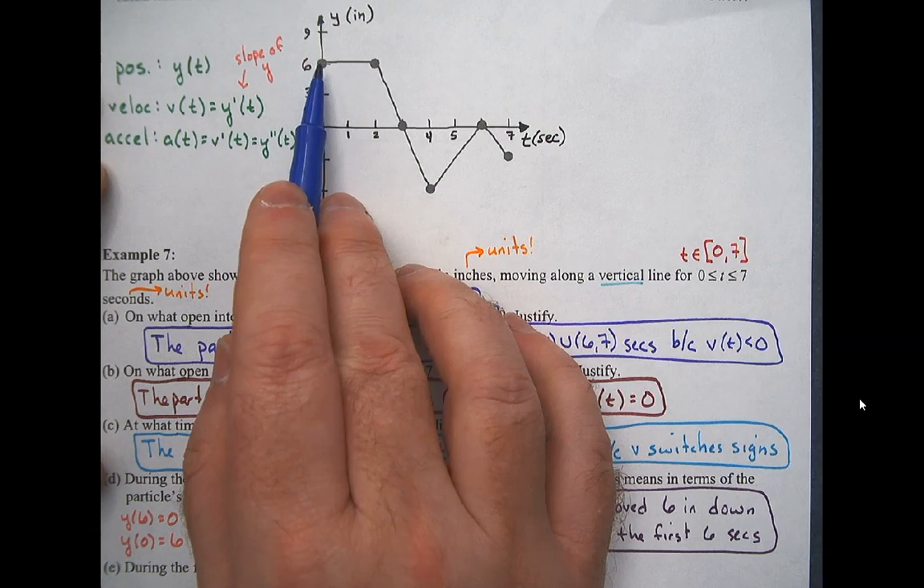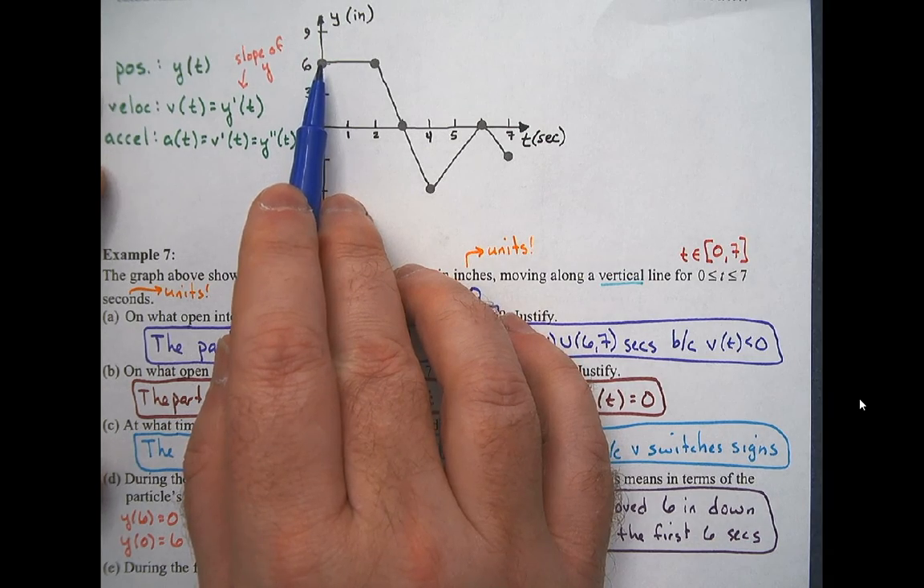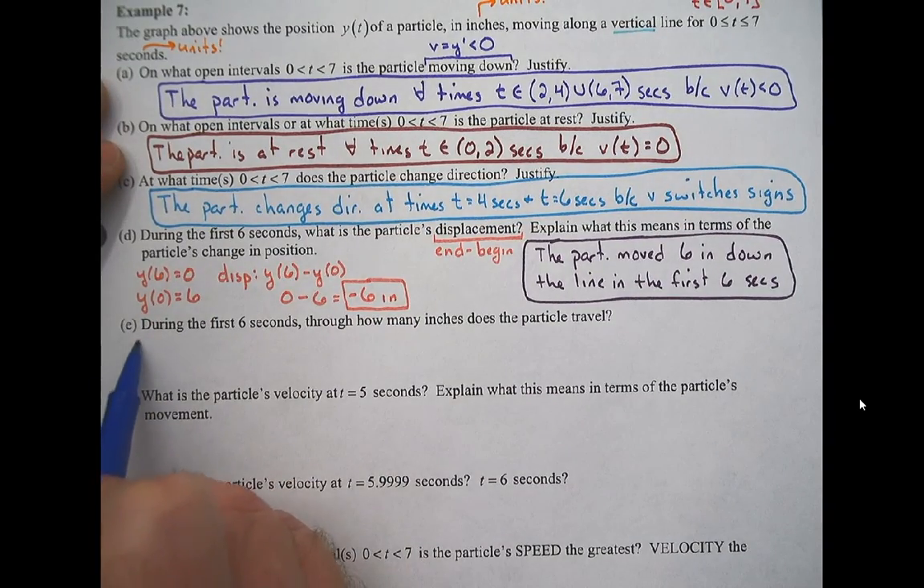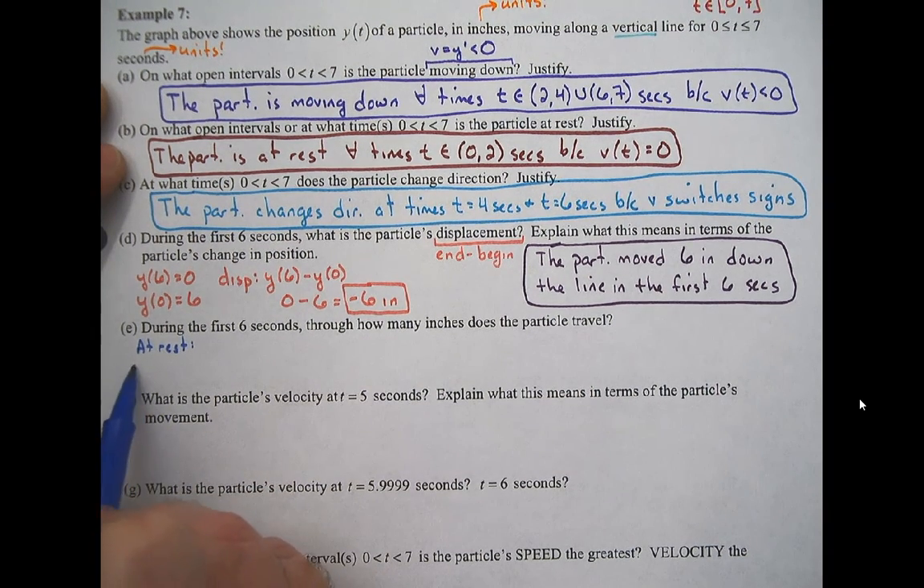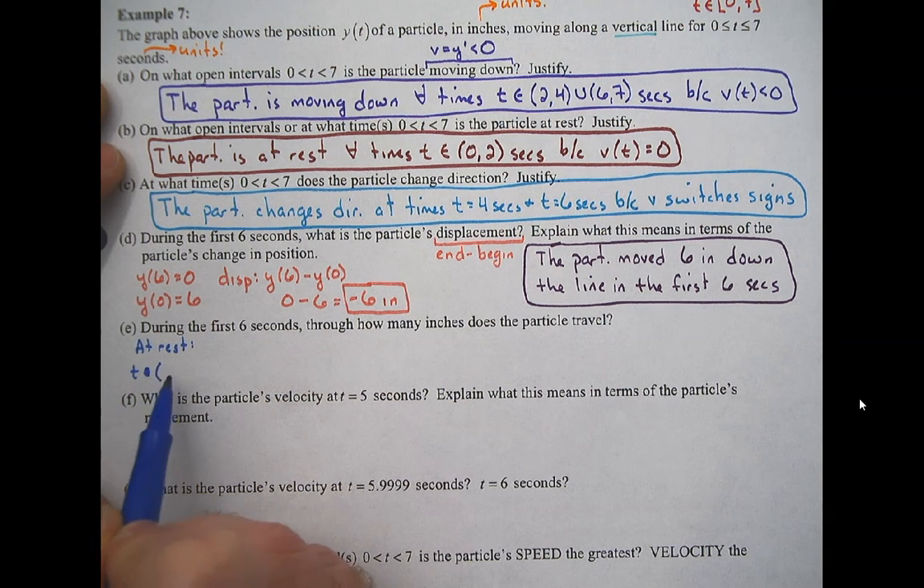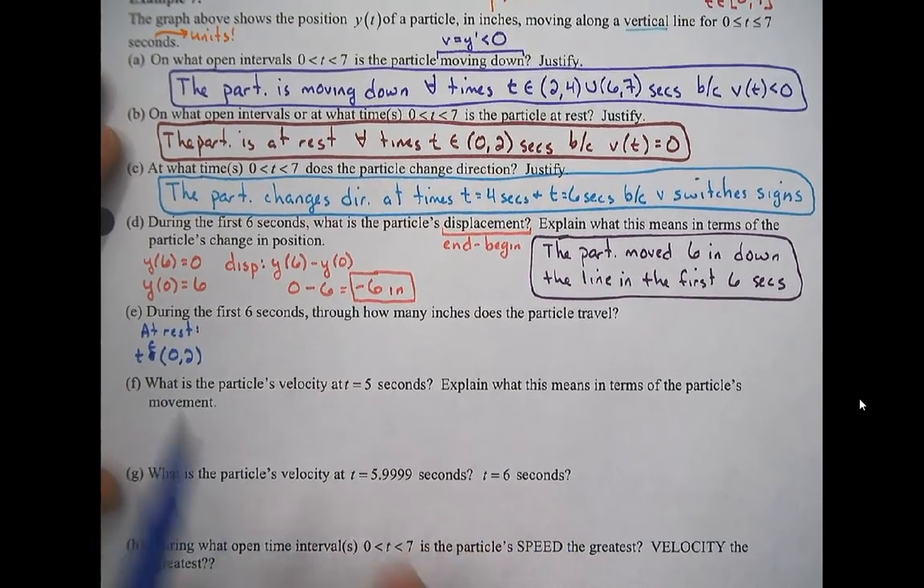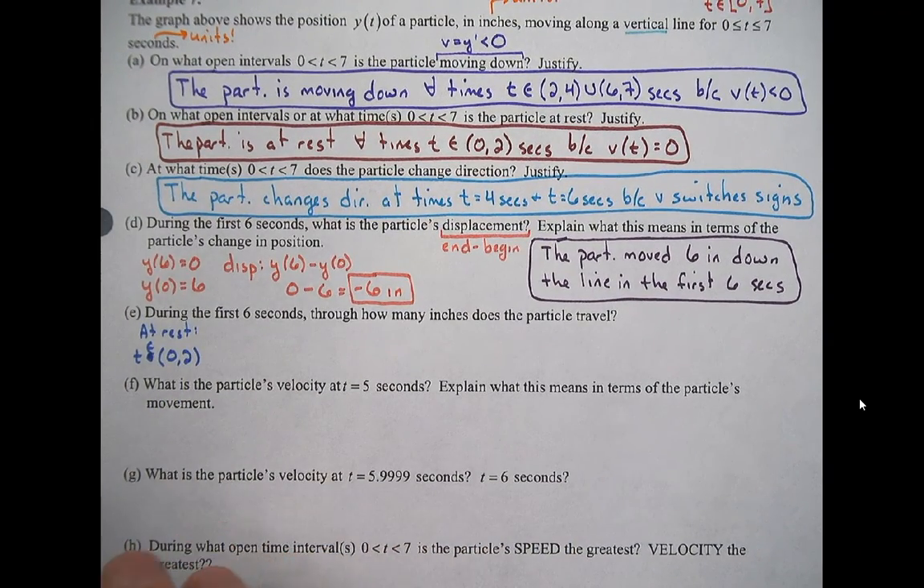Right off the bat, my position is at rest. My particle is at rest for all times t that are an element of 0 until 2. Now this is just notes. These aren't my answers, so I don't have to put units on them right now.